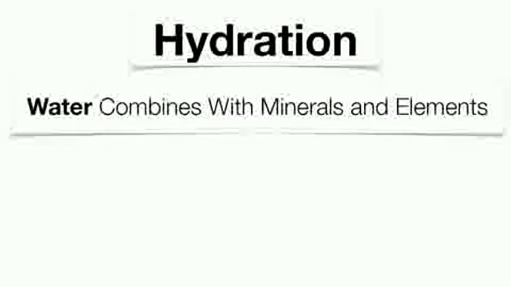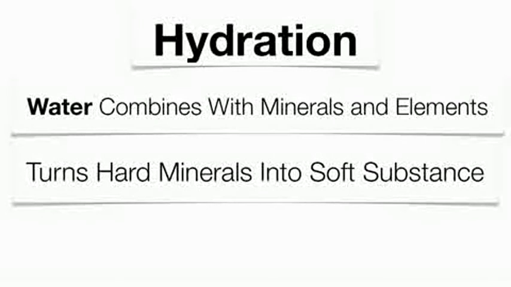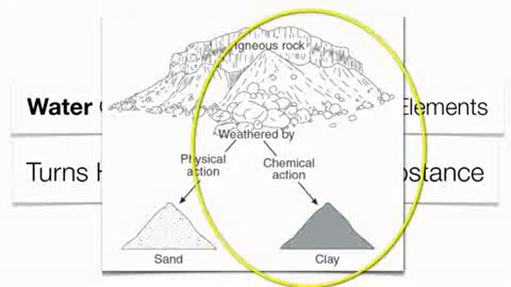So this picture shows all those features. Now the last type is what we call hydration. This is when water attacks the minerals and elements within a rock. Really what happens here is that it turns very hard minerals into very soft substances. A good example of this would be feldspar, which is attacked by water in the hydration process to create a very weak clay. And that's what's demonstrated here on the right-hand side of this diagram. So those are your basic types of chemical weathering that you should have an idea about.